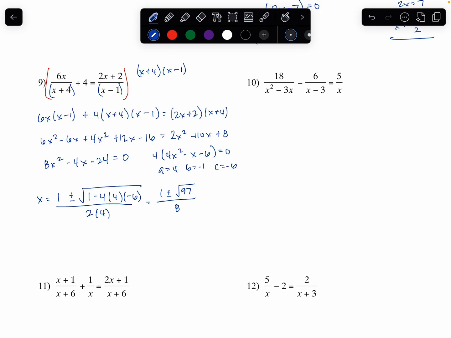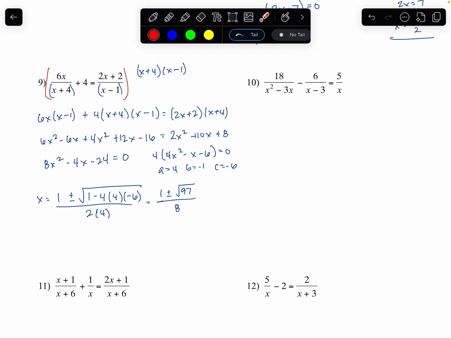So I have 6x divided by x plus 4, plus 4. And then if I do 2x plus 2 divided by x minus 1. Uh-oh. I did not get the same thing. Let me double check my work here.